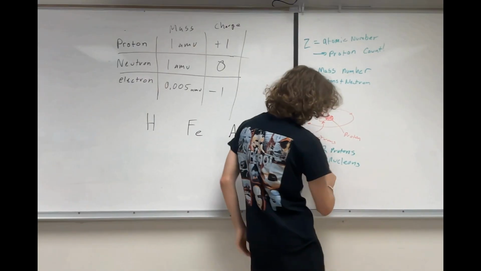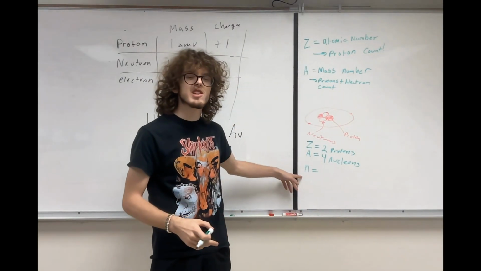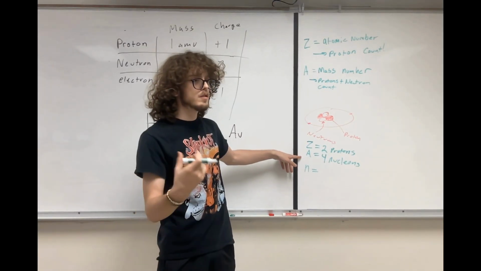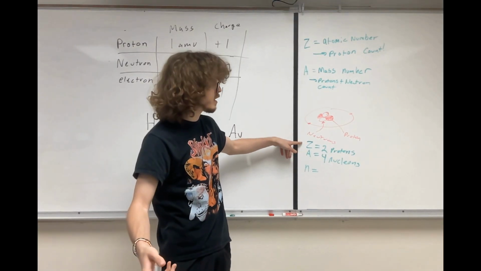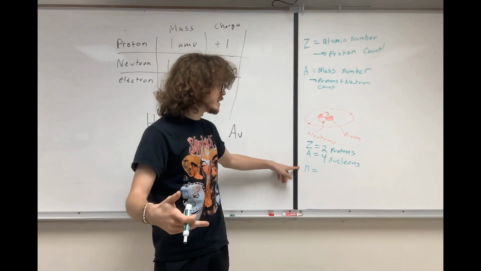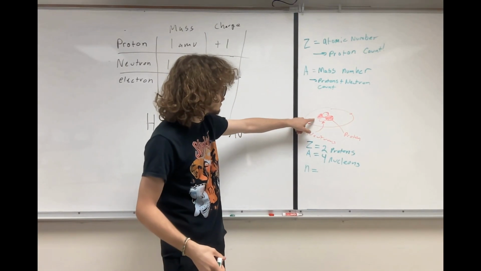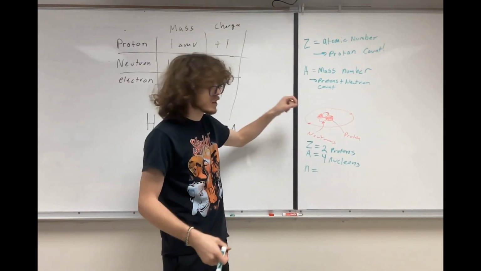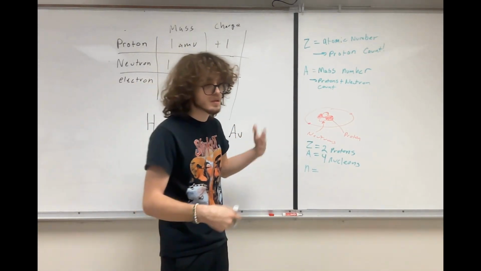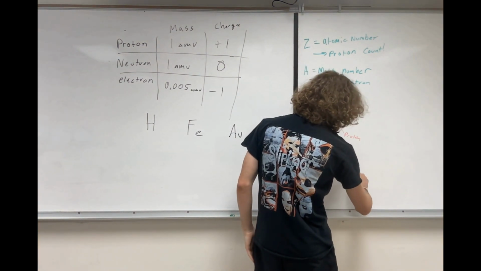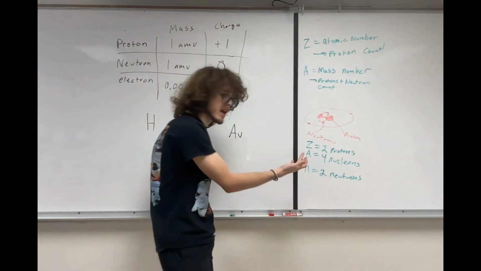Well, what about N? Okay, let's define N to be the number of neutrons. Well, if A is the total number of nucleons, both protons and neutrons, and Z is the number of protons, well, we find N by just taking the difference between the 2, right? Because A includes protons and neutrons, Z is just protons. You subtract out the number of protons, you get the number of neutrons. So in a helium atom, we have 2 neutrons.